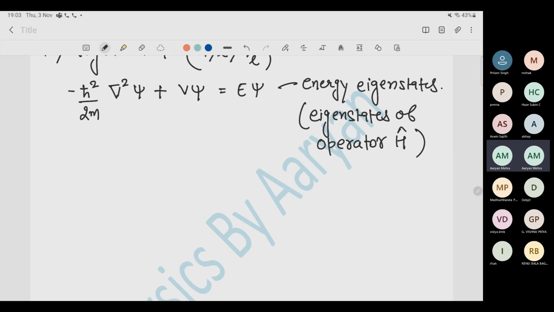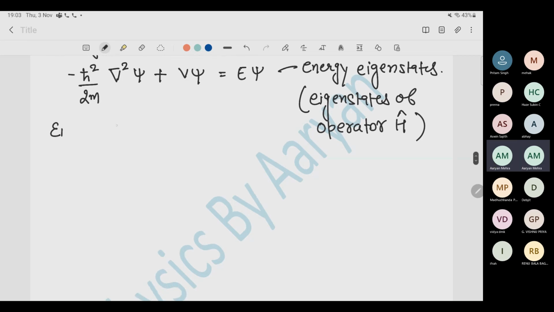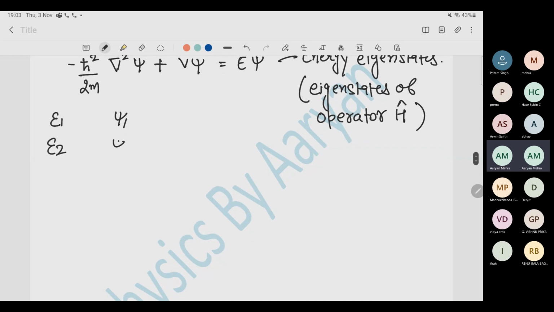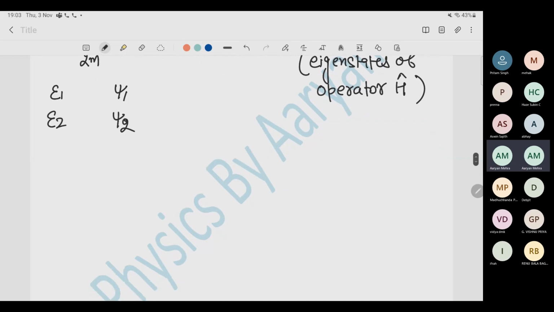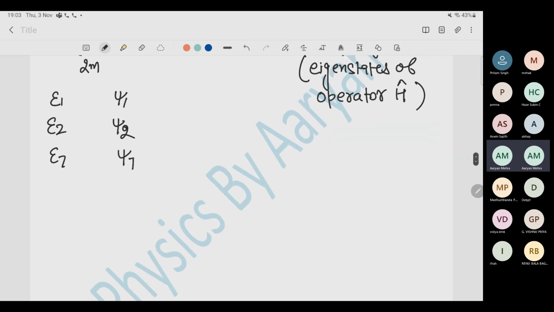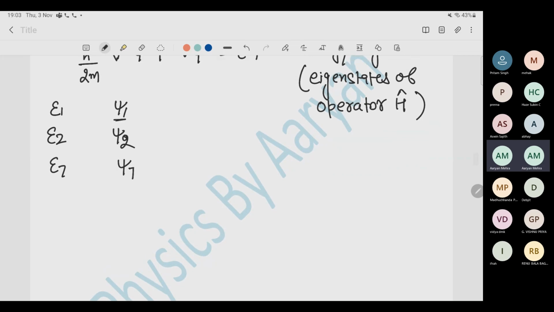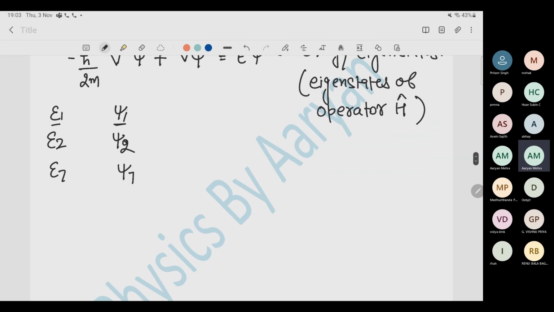What do you mean by energy eigenstates? It simply means that, let's say you are measuring the energy of a hydrogen atom and you find that the energy is E1. Then you say your hydrogen atom is in state phi 1. If its energy is E2, it is in state phi 2. If it is E7, the state is phi 7. The state which you write when you have energy E1 is called an energy eigenstate.